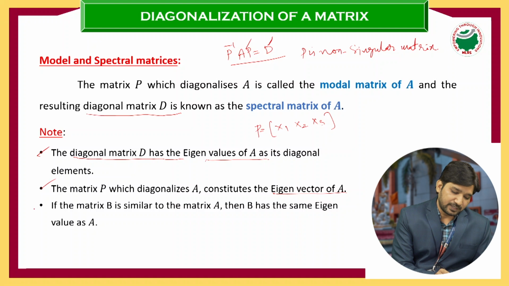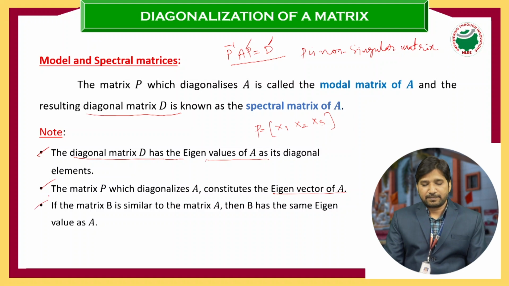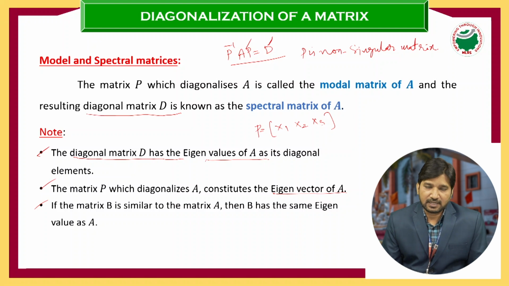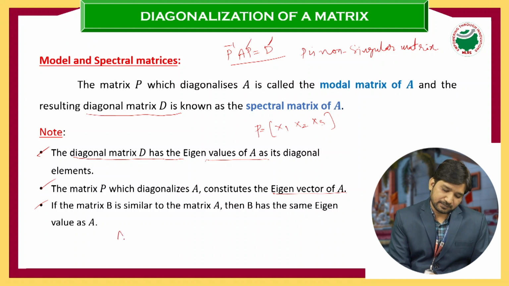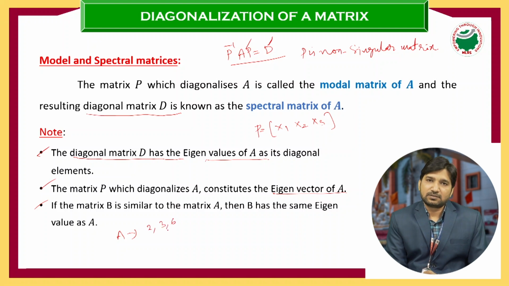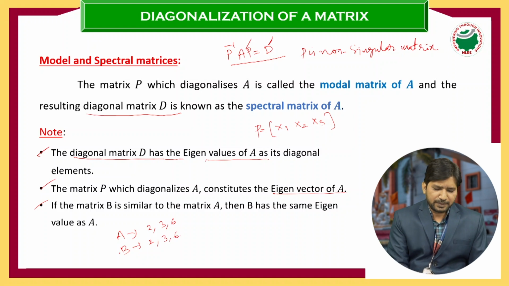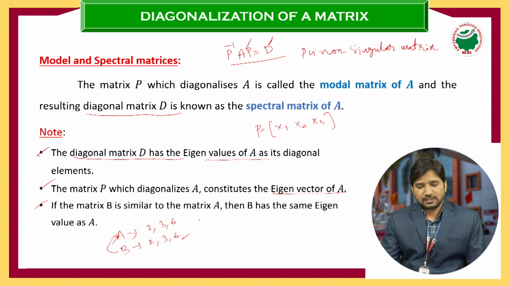The third one is, if the matrix B is similar to the matrix A, then B has the same eigenvalues as A. In case B is a matrix similar to the matrix A, then B also has the same eigenvalues. For example, if A has eigenvalues 2, 3, 6 and B is another matrix similar to A, then B has the same eigenvalues 2, 3, 6.